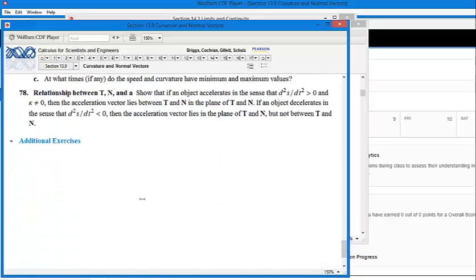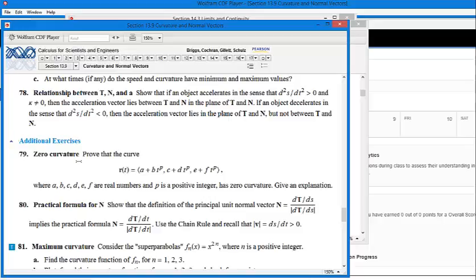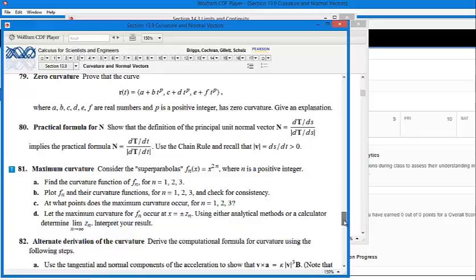81. Yeah, maximum curvature. Again, I saw this is so related. I said let's find the curvature function F_n for n equals 1, 2. Maybe you need help just with that. 81a.